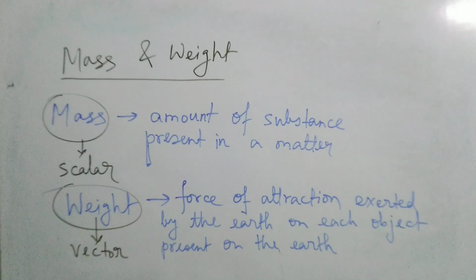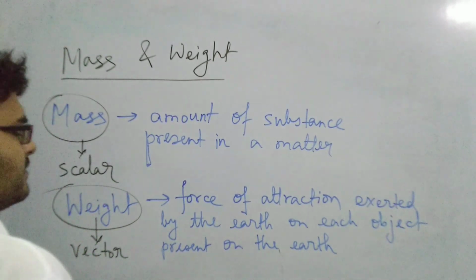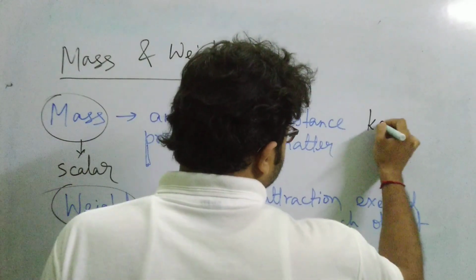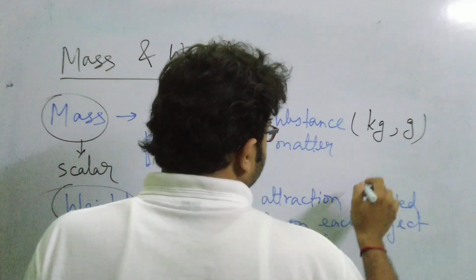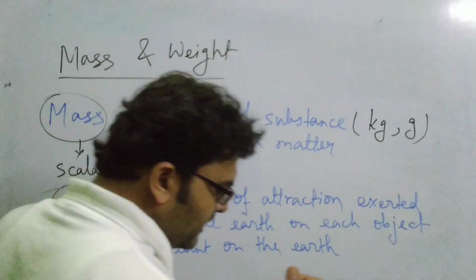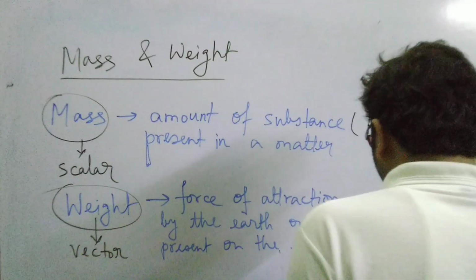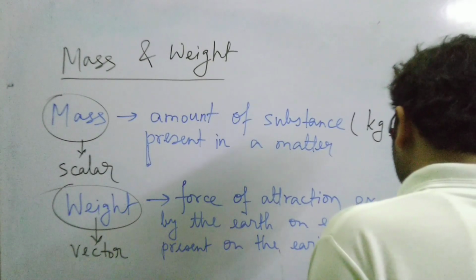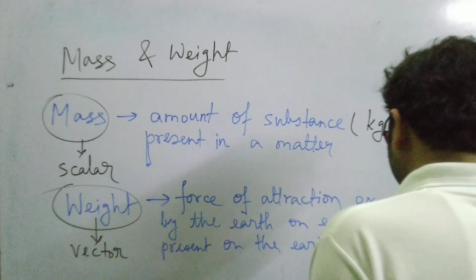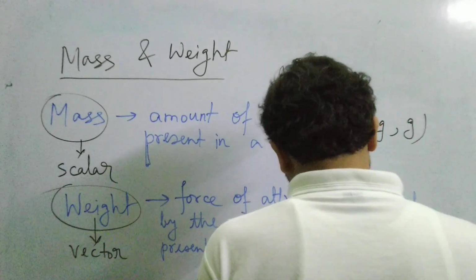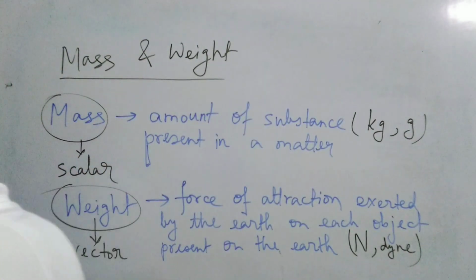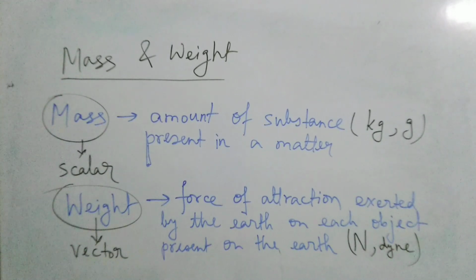Now, SI unit of mass. The SI unit of mass is actually kg, and in CGS it is gram, isn't it? So what will be the unit of weight? See, weight is actually force. So what is the unit of force? SI unit of force is Newton. And what is the CGS unit? CGS unit is dyne. So Newton and dyne will be the two units of weight. Okay, fine.